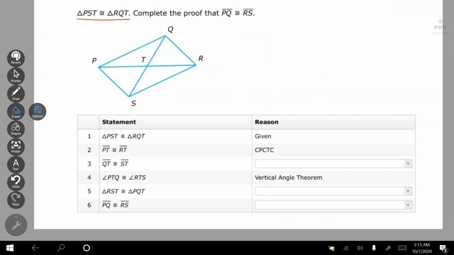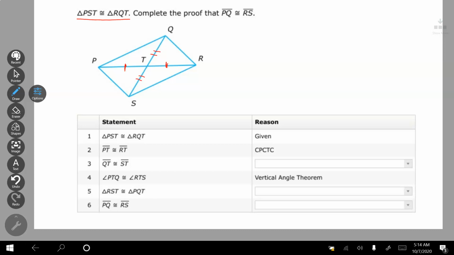So the next one, we are given that a triangle is congruent, and we're trying to prove something else. So it says triangle PST, which is this one here on the bottom left, is congruent to the triangle RQT, which is this triangle on the upper right. Well, that means I have a lot of things going on here. So then it asks about PT and RT. Well, these parts are congruent to each other based on these triangles being congruent. So that's CPCTC.